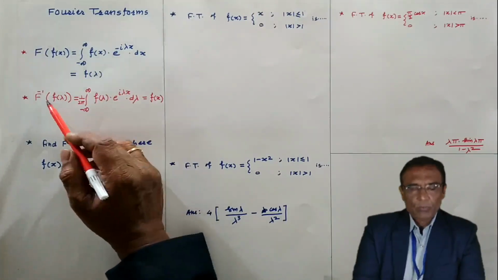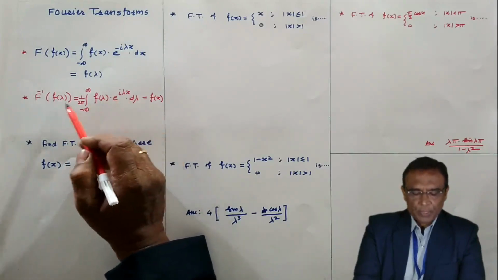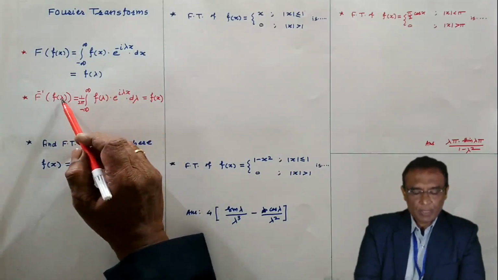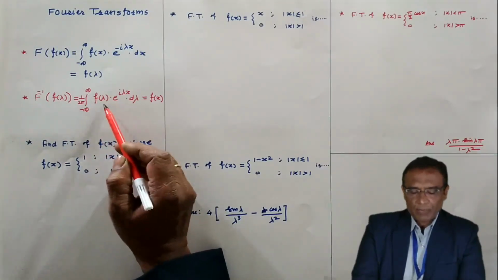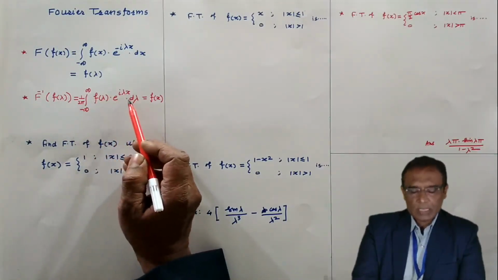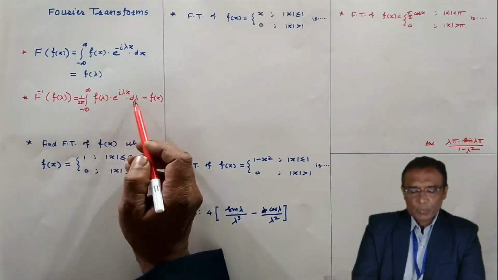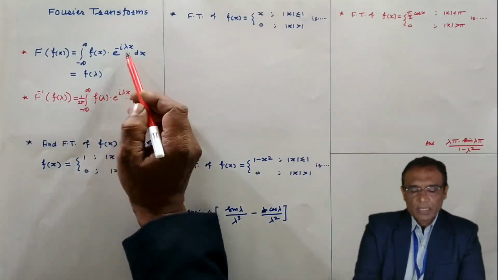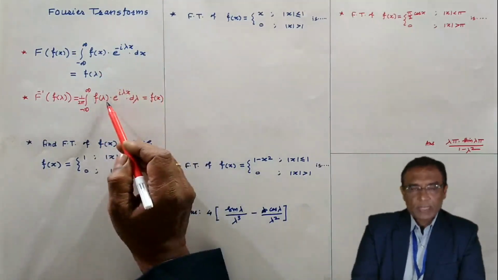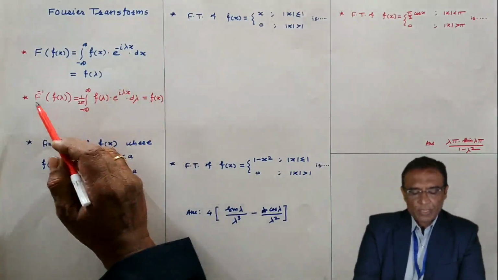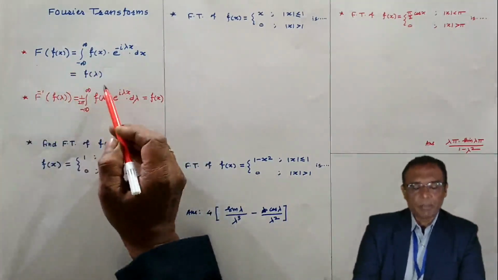In that way, the inverse Fourier transform of F(λ) is also defined. What is the inverse Fourier transform of F(λ)? It is 1/(2π) times the integral from minus infinity to infinity of F(λ) e^(iλx) dλ, where we are integrating this function with respect to lambda. Here we were integrating the function with respect to x. Once you integrate it, only the x function will remain. The inverse Fourier transform of F(λ) is f(x), and the Fourier transform of f(x) is F(λ).